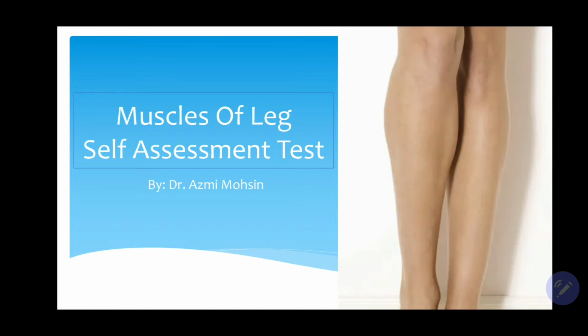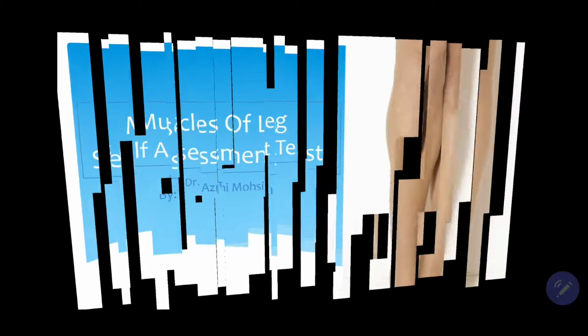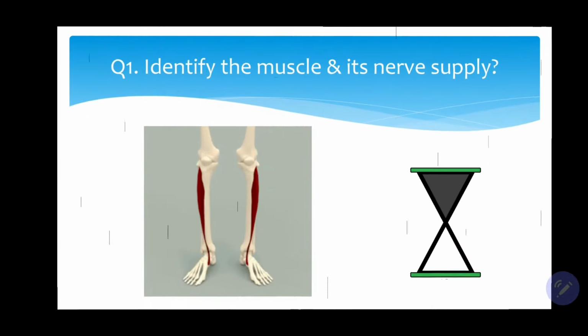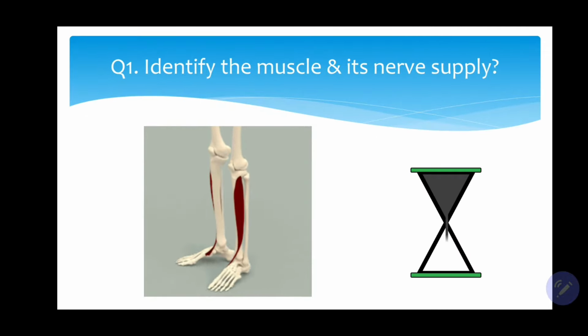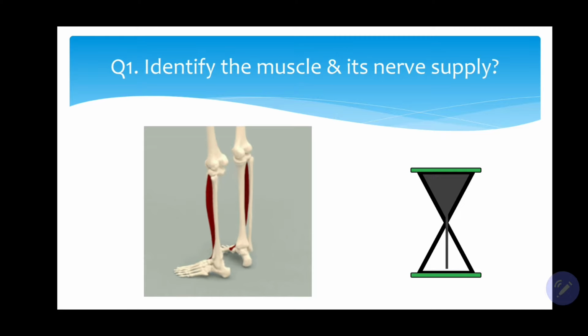It's through self-assessment test. So each of my slides are giving you 15 seconds to revise. There will be a muscle to identify the muscle and its nerve supply. You memorize your answers, and then I'll be teaching you about the muscle in detail. Okay, so I believe you all are ready now. Let's begin. Identify the muscle and its nerve supply.